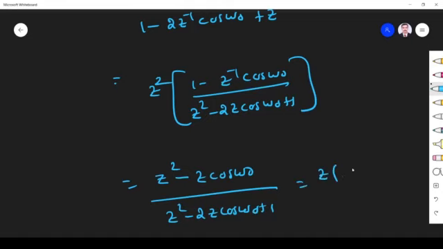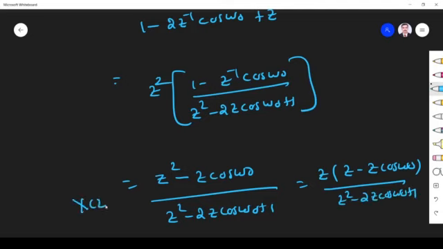So you take z outside: z into z minus cos omega naught divided by z squared minus 2z cos omega naught plus 1. This is the z transform of cos omega naught n.